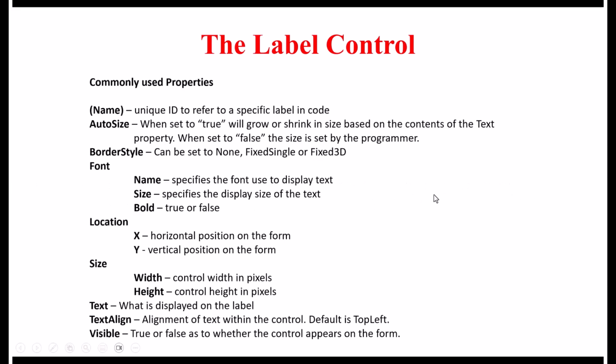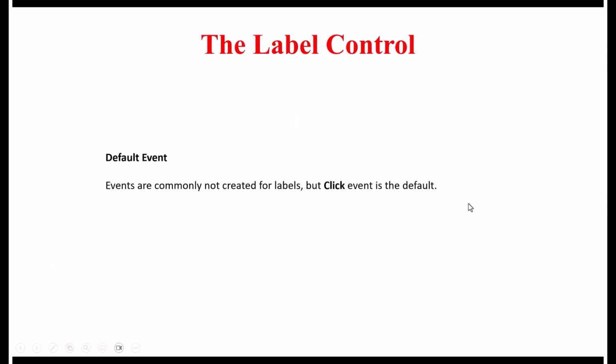There's a number of properties used in the label control. The common ones are name, auto size, border style, font, location, size, text, text align, and visible. Many others, but these are the common ones used when you actually work with the label control. The default event: normally there isn't a default event in the label control. You simply look at them. They're there for design purposes. The click event, however, is the default, so you can actually create a click event with the label control.